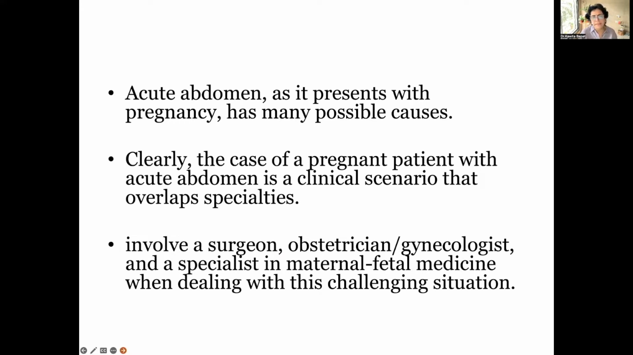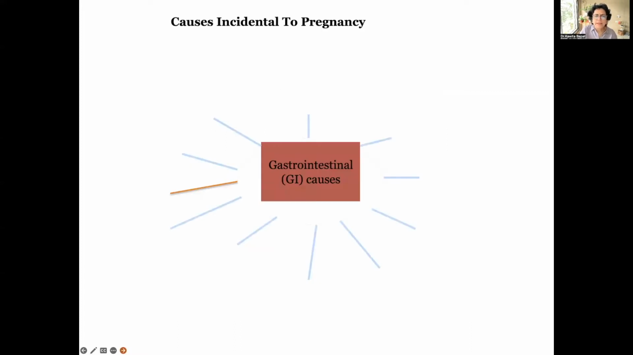Clearly, the case of a pregnant patient with acute abdomen is a clinical scenario that overlaps specialties. It's not only the obstetrician's job, it may be the surgeon's job, the gynecologist's, and all the specialists of maternal fetal medicine are dealing with this challenging situation. I'm sure that for everybody practicing OBGYN, any patient who comes with acute abdomen during pregnancy is really troublesome. There are so many causes that are incidental to the pregnancy.